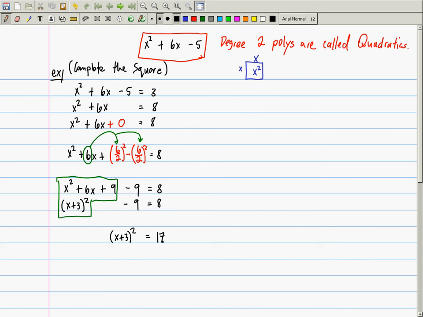Now how do we proceed? Take the square root of both sides. So the square root of x plus 3 squared is equal to the square root of 17. Now I want to remove the radical, the square root. What is the cost of removing the radical? Replacing it with the absolute value. The square root of blah squared is the absolute value of blah. So the absolute value of x plus 3 is equal to the square root of 17.